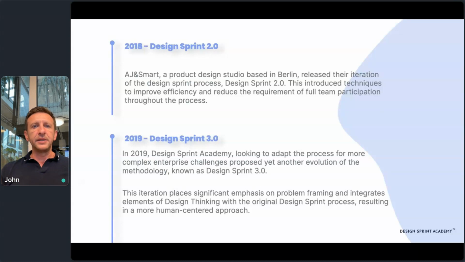And then we needed a little bit more from the process. We introduced problem framing, we introduced elements from design thinking, and a lot of empathy, which was missing in the initial process, and that's kind of what formed our Design Sprint 3.0 version. I'm going to dive a little bit later into it.